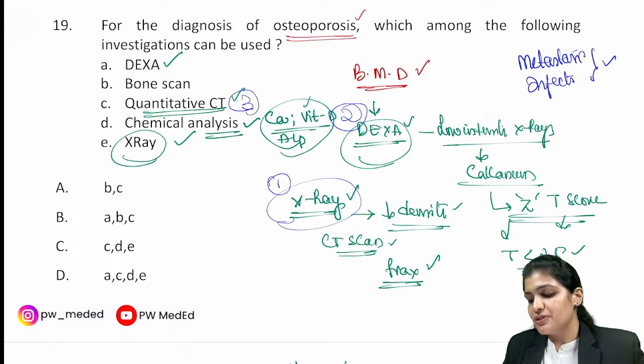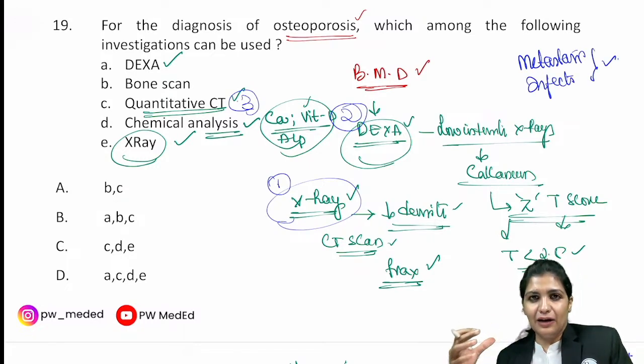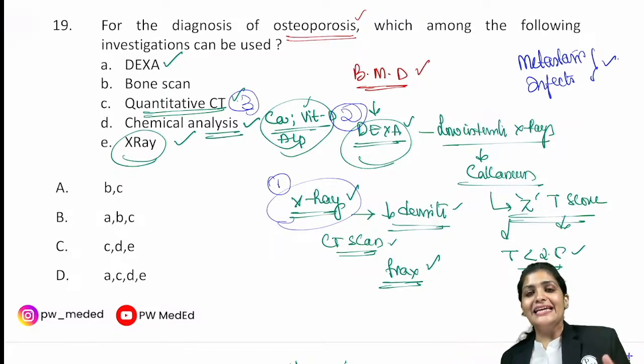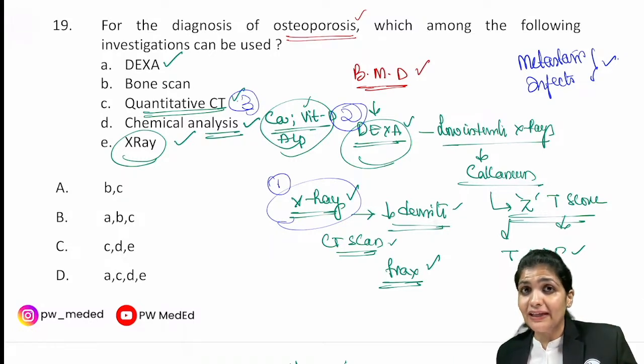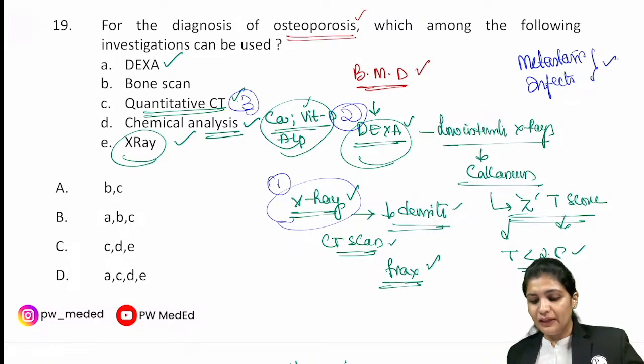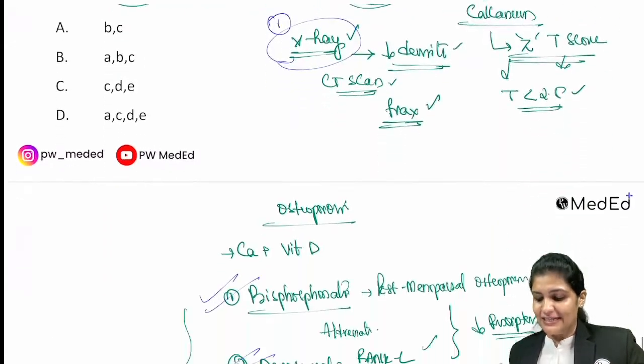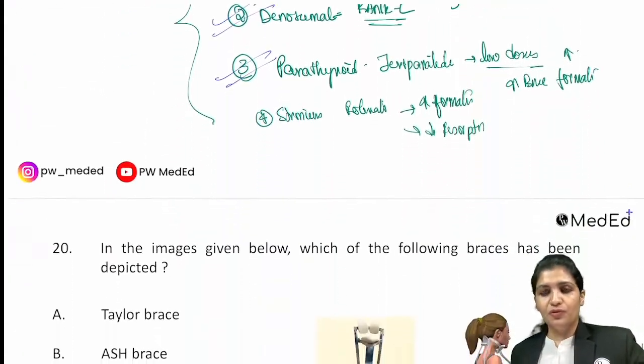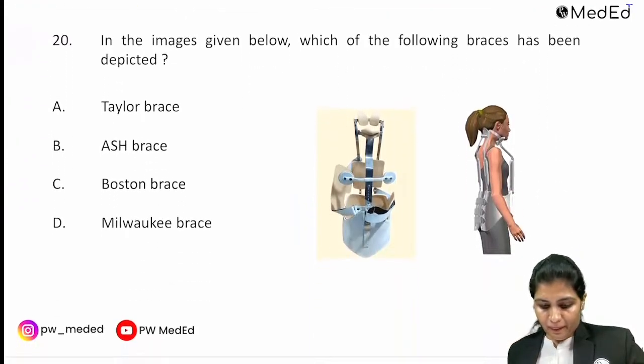Bone scan you use for identifying metastasis or infection, right? So you use the bone scan where there are various phases you see. Whenever there is an increase in uptake in the bone scan, that means there is osteoblastic activity. When there is a decrease in the uptake, that means there is a lysis occurring there. So bone scan is mainly for tumor conditions. So to rule out metastases and infections, you go for a bone scan, right?